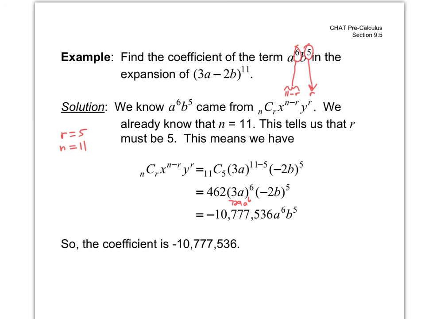And over here, when I take negative 2 to the 5th, negative 2 to the 5th is going to be negative 32, and then I have b to the 5th. So I've got negative 32b to the 5th, 729a to the 6th, and then this 462. And when I multiply the three numbers together, I get negative 10,777,536. I also have my a to the 6th and my b to the 5th. So the question was, what's the coefficient? This is the coefficient for that term.